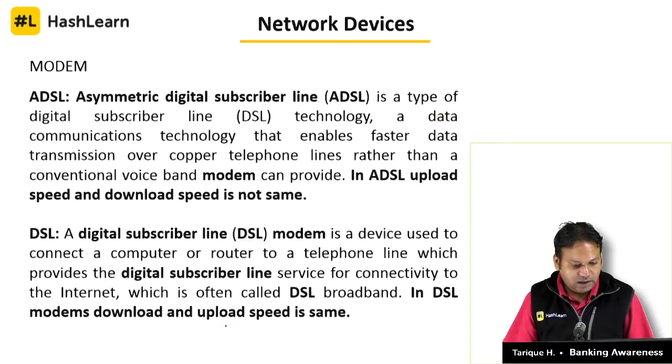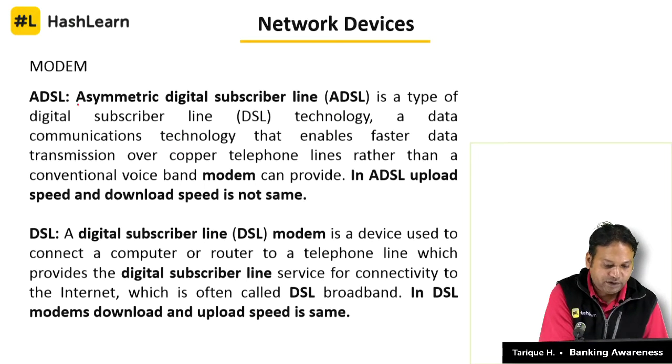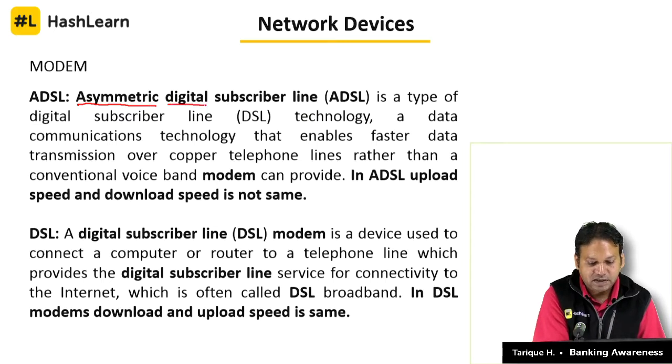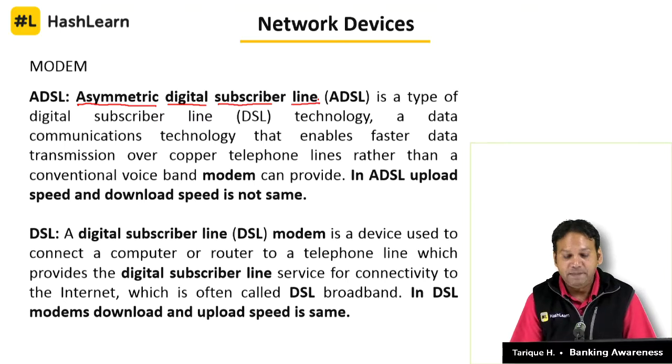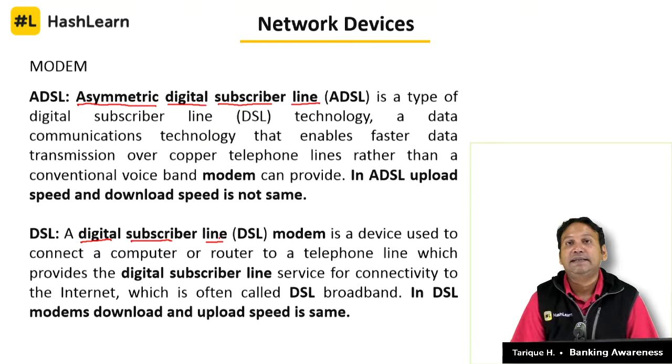Next, let's see. There are two types of modems. One is ADSL, that is asymmetric digital subscriber line. So A stands for asymmetric. Then we have digital. D is digital subscriber line. That's the full form of ADSL. And then we have digital subscriber line, a DSL modem.